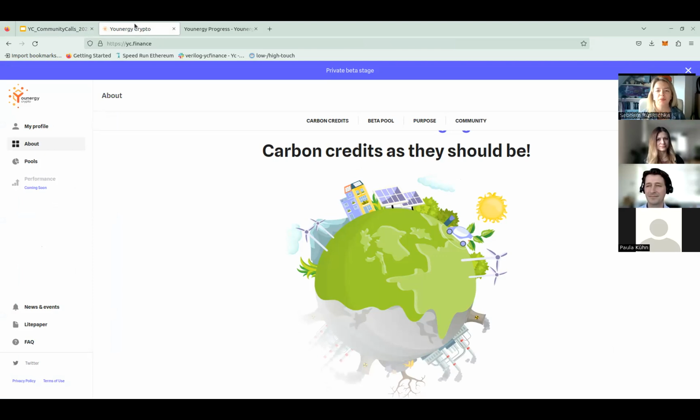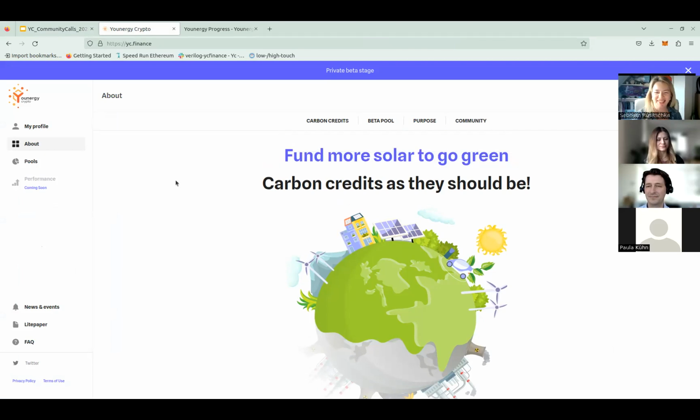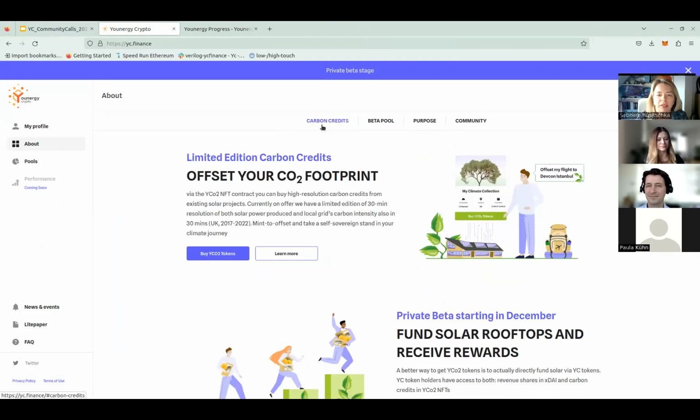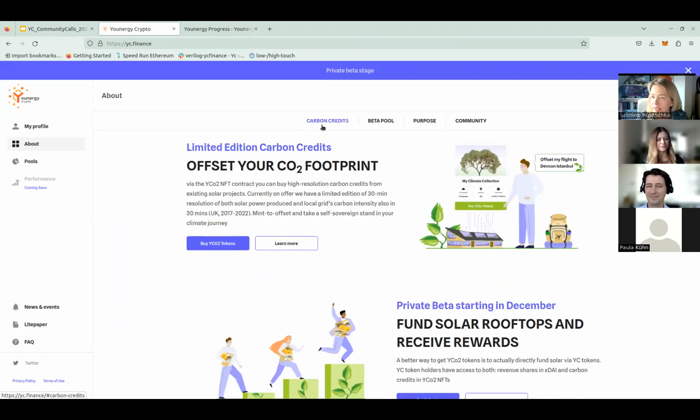And Unity Crypto, we founded Fund More Solar to Go Greener. So you can try out the limited edition of carbon credits already. They're deployed on Gnosis chain, and it's a limited edition of high resolution carbon credits from solar rooftops on UK schools. So that's an interesting project you can get acquainted with.